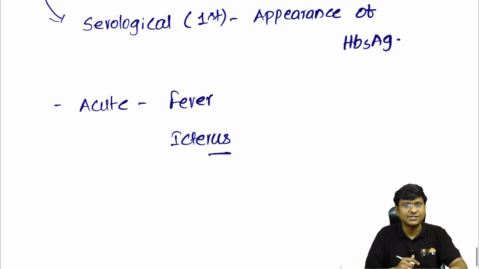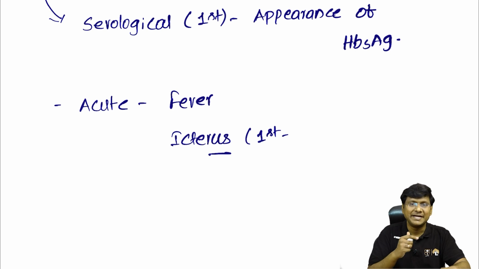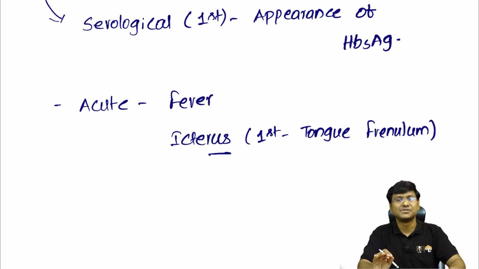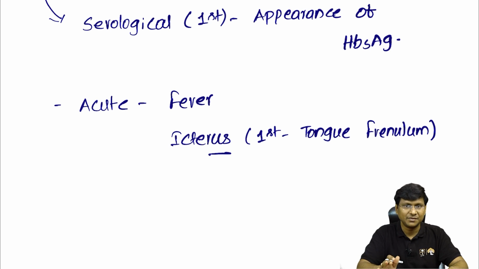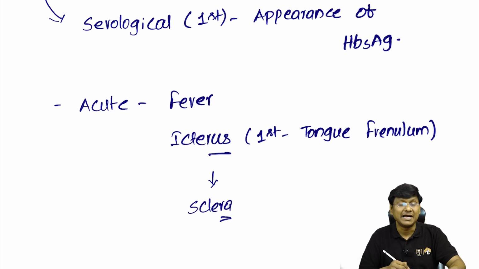they'll have icterus, and do you know where the icterus appears first? The icterus is not first observed over the sclera of the eye. It is first observed over the frenulum of the tongue. Then, followed by that, the yellowishness will appear in the sclera.